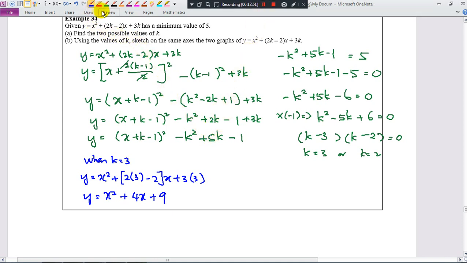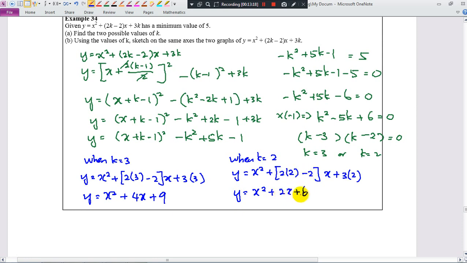No problem. Now do the same thing for this one. When k equal to 2, plug in the 2: y equal to x squared plus 2 times 2 minus 2, x plus 3k. So do some calculation here: 4 minus 2, you get 2, and 3 times 2 is 6. So the rest, how to sketch a graph, you try again. Should be no problem, right? You did a lot just now.